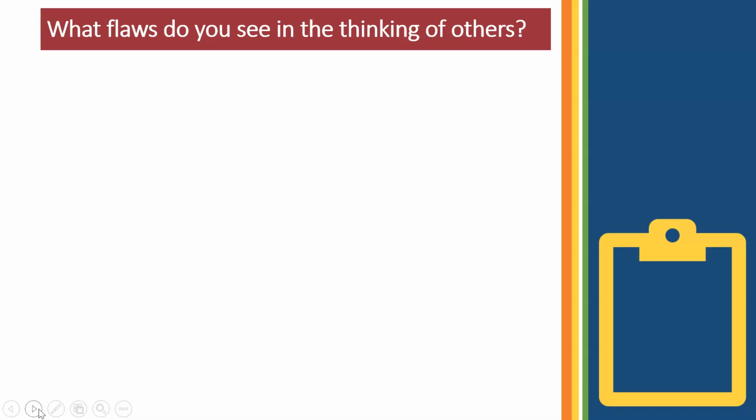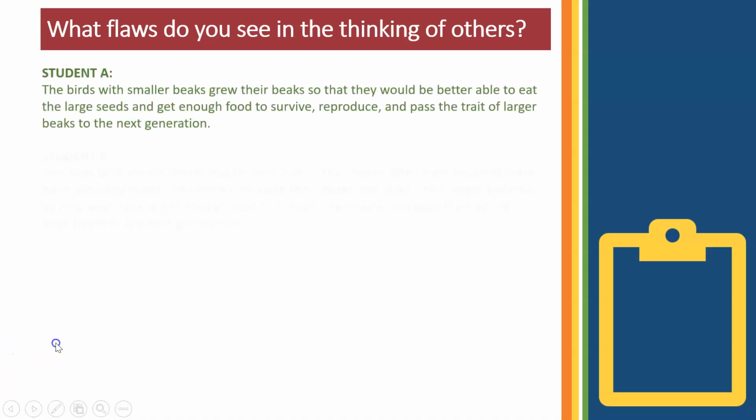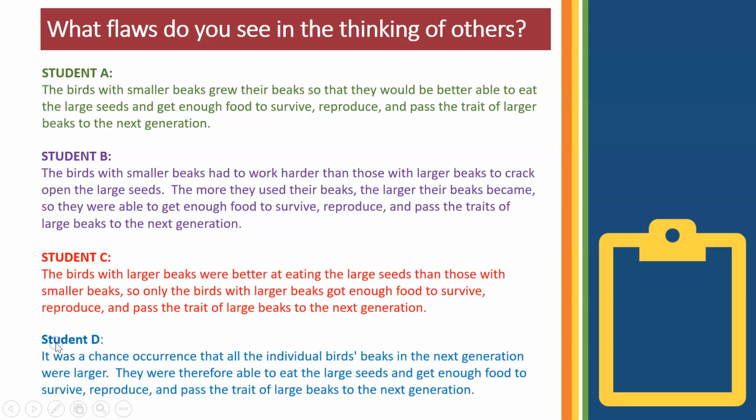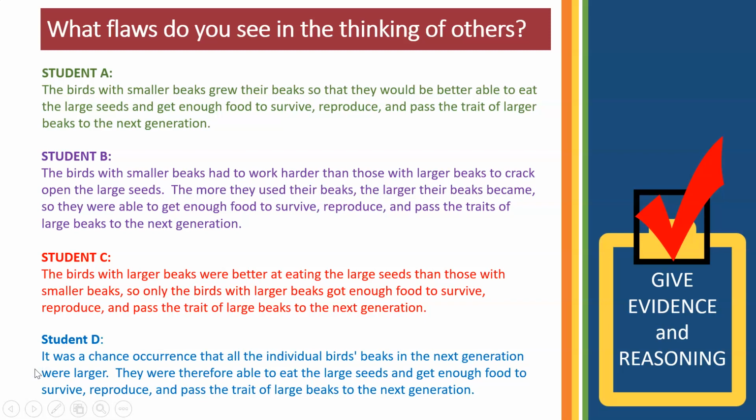Now, it's not enough to just know which one you agree with. We have to be able to pick out the flaws in other students' thinking. So look at the students once more. There's 3 of them that you obviously didn't agree with. What's wrong with each of their thinking? Take a moment to pause this screencast and explain the inaccuracies or the flaws in the other 3 students. Remember to give evidence and reasoning.